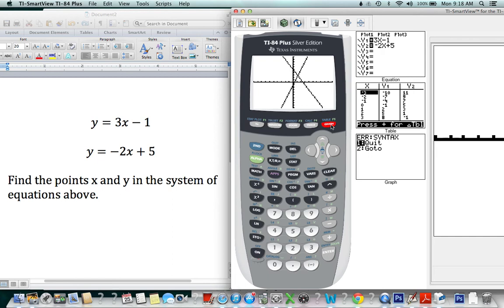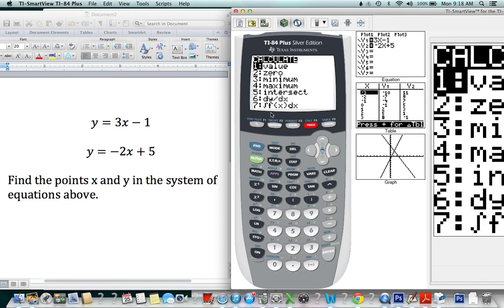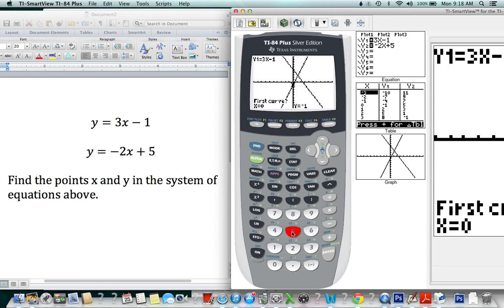All right, so now that we have our graphs, in order to find the point of intersection, which you see right here, we need to go to second, calc, which is the trace button, and we're looking for an intersect. So number 5, or you can just scroll to 5. When it says first curve, it will be on one of the lines. So just press enter. Now it jumps to the second curve, which is the second line. We can just press enter once again.